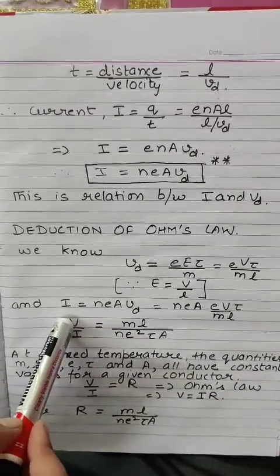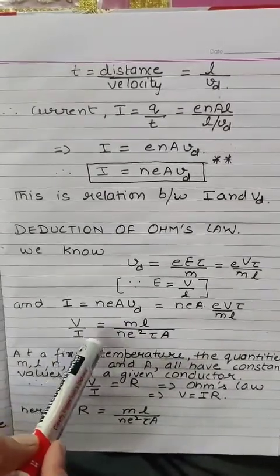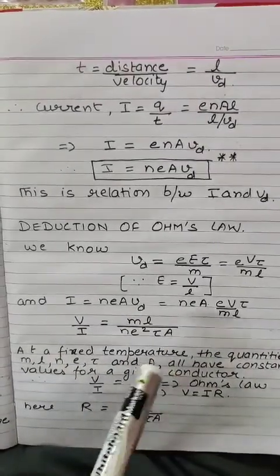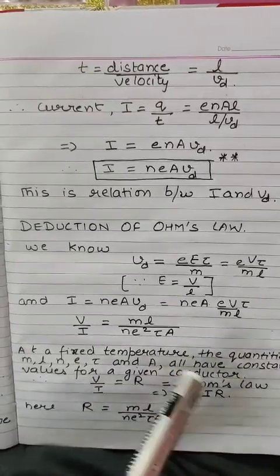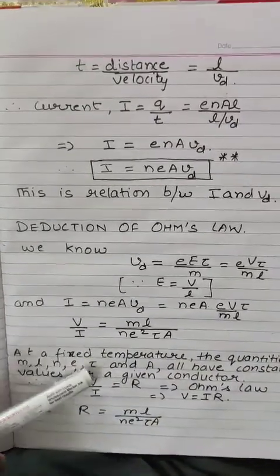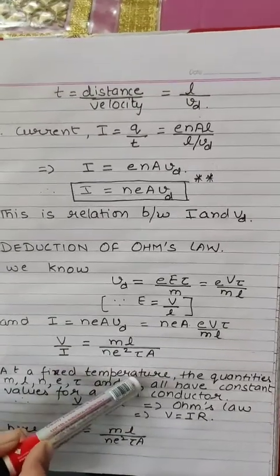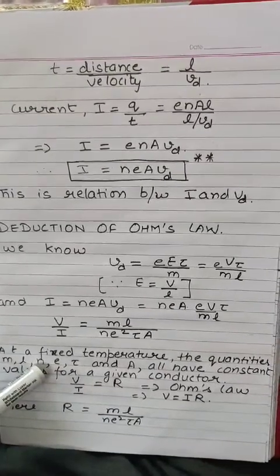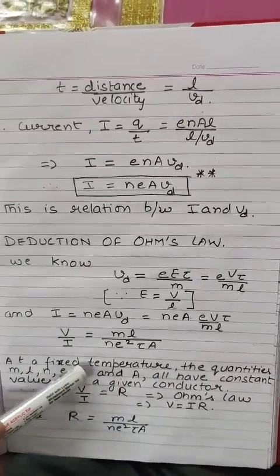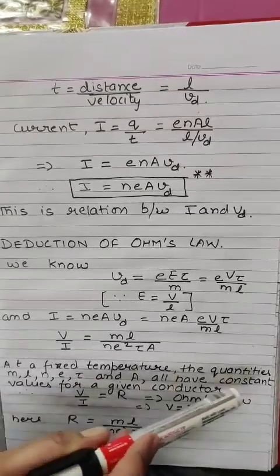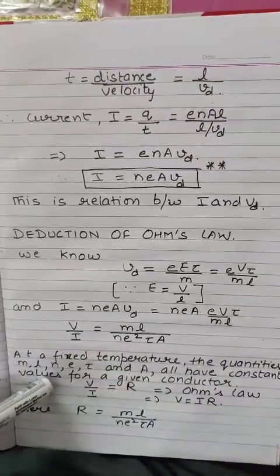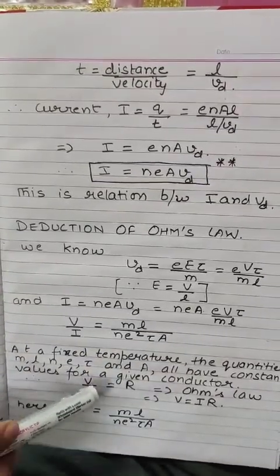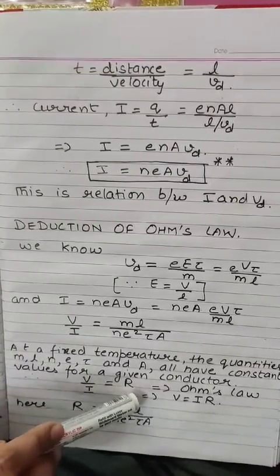What is V by I? From Ohm's law, V by I is equal to R. That is, V by I is equal to R means V is directly proportional to I, or V is equal to IR. And if we fix the temperature, then for a given conductor the quantities m, that is mass, L length, n number of electrons, e charge of one electron, τ relaxation time, and area all have constant values. Their values do not change when we fix the temperature. For this relation we can find V by I is equal to R.